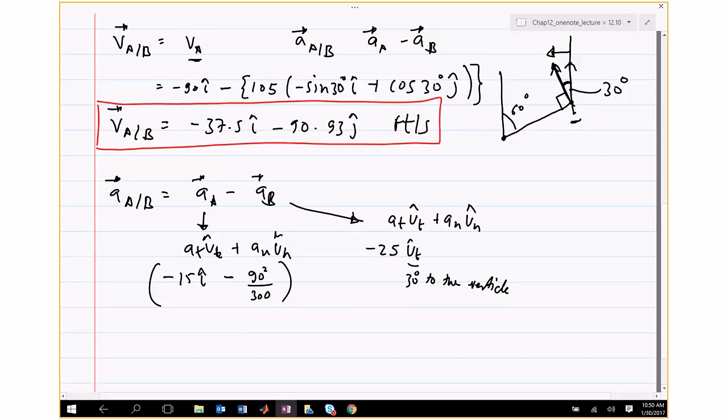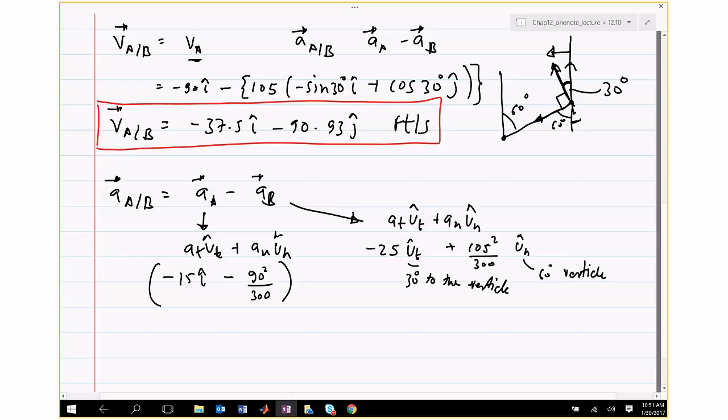Okay, so I wrote that as uT. I still need to find it in terms of i and j, because everything here is in terms of i and j. And then the normal component is going to be v squared. So the velocity is 105, so 105 squared divided by 300, that's the radius, times uN. But uN is going to point in this direction, right? So it's going to be at 60 degrees to the vertical.